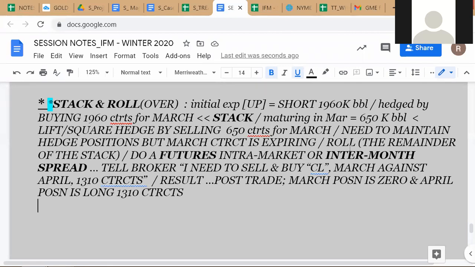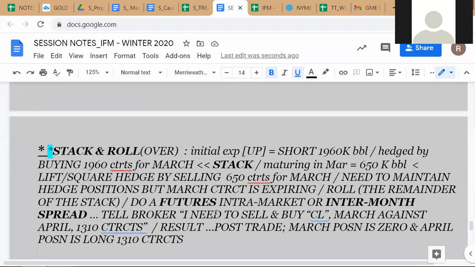So since you had a remaining long position of 1310 in March, and now you're going to buy, that is squared off, that goes to 0, and then you're left with a 1310 contracts long position for April. This is what is meant by stack and roll. So this thing is known as stack and roll.